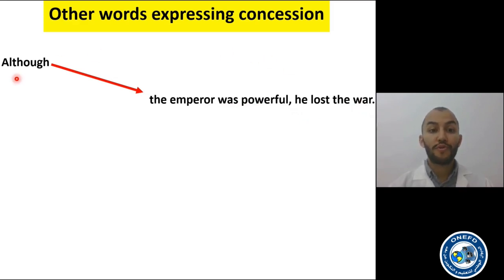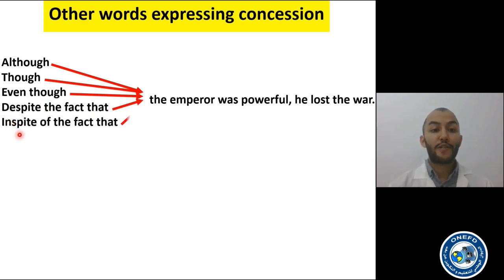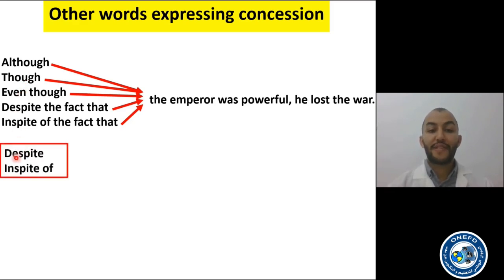Or we can also use the second connector, though, or we can use even though, or despite the fact that, or in spite of the fact that. So, we can use all these words interchangeably. It means that instead of saying although, you can replace it by though, even though, and so forth. Okay? Now let's see the second set of words. So we have despite and in spite of.